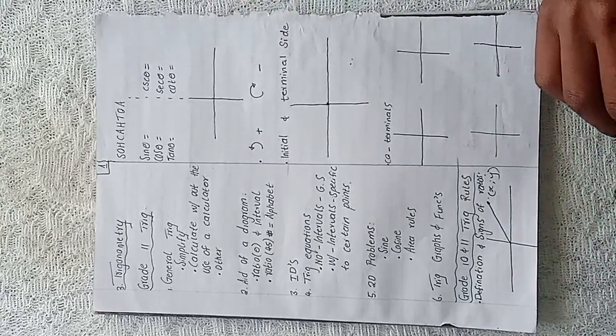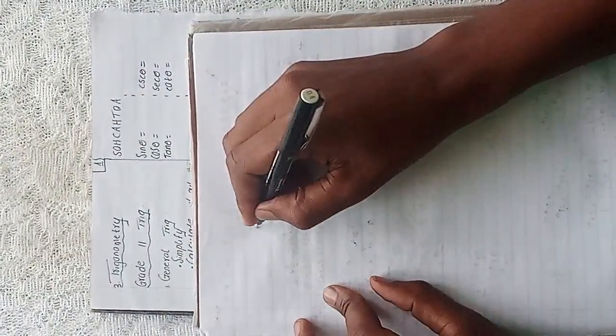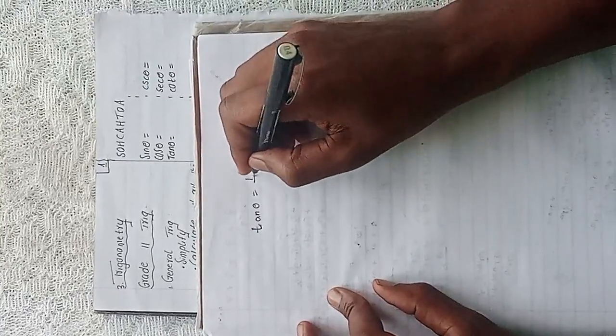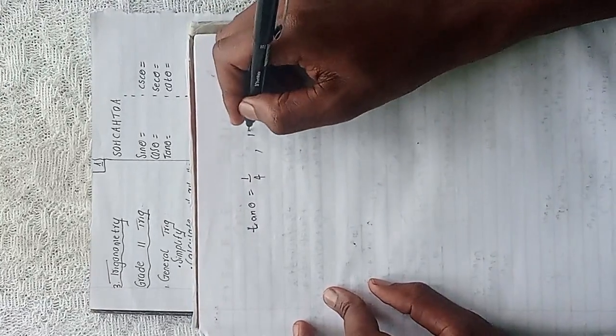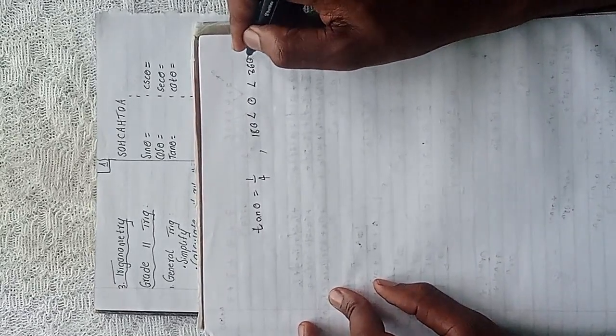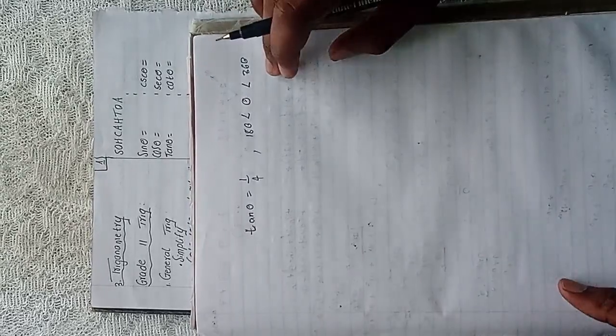A situation like this, let me make an example. They'll give you something like this: tan theta is equal to 1 over 4, and then an interval, maybe 180 less than theta less than 360. Aid of a diagram. From this information, you'll be able to identify where you should draw your triangle, which quadrant you should draw your triangle in. So aid of the diagram, you did this in grade 11.